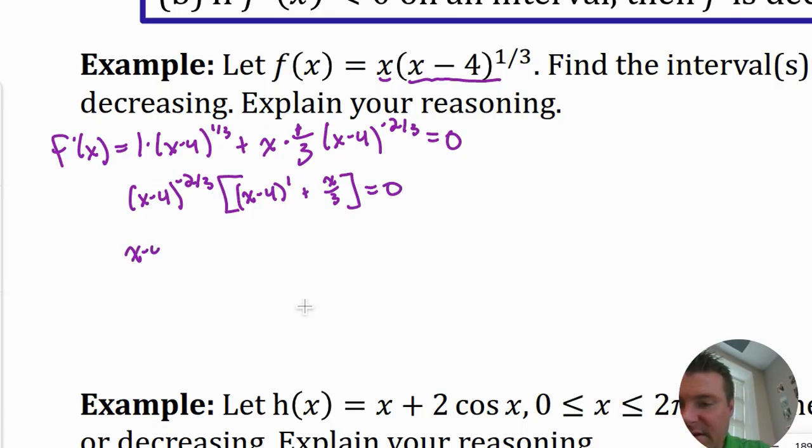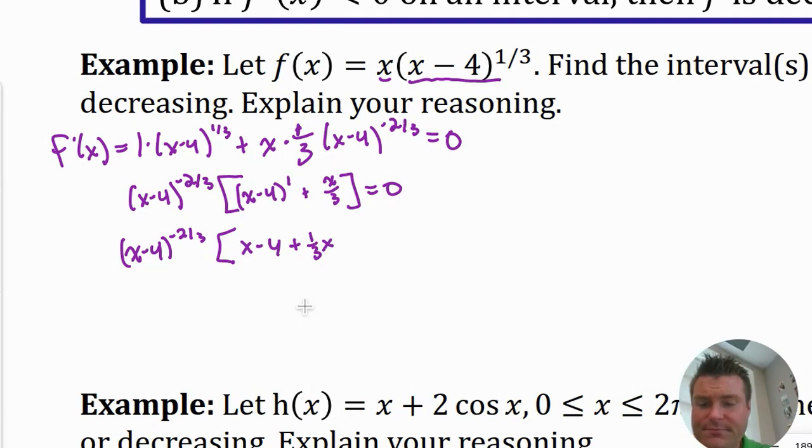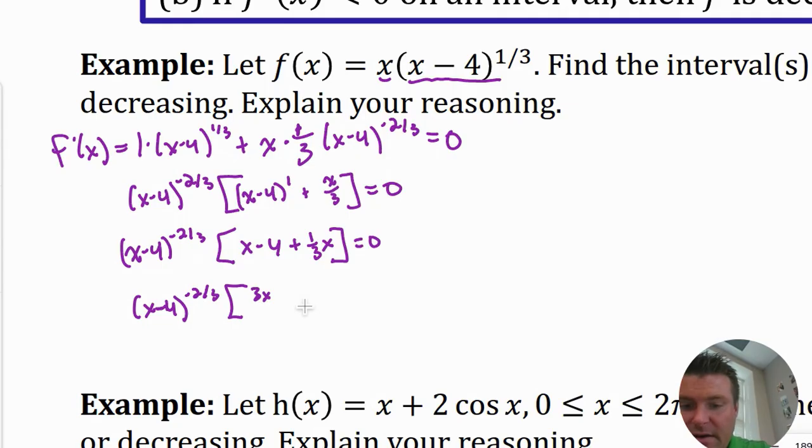So I'm going to have just this (x minus 4) to the negative 2/3. I'm going to leave that for just a moment while I work inside of this (x minus 4) plus, I'll just call this 1/3 x. If I were to add that together, I'm going to make everything inside the square brackets over 3. So I'm going to get (3x minus 12 plus 1x), and this is all over 3.